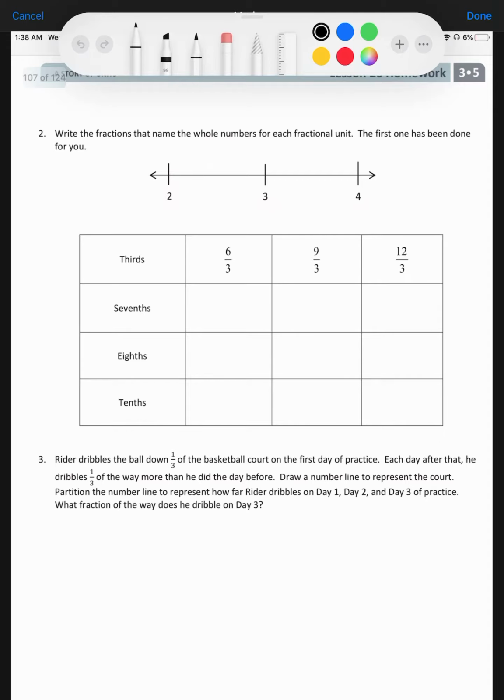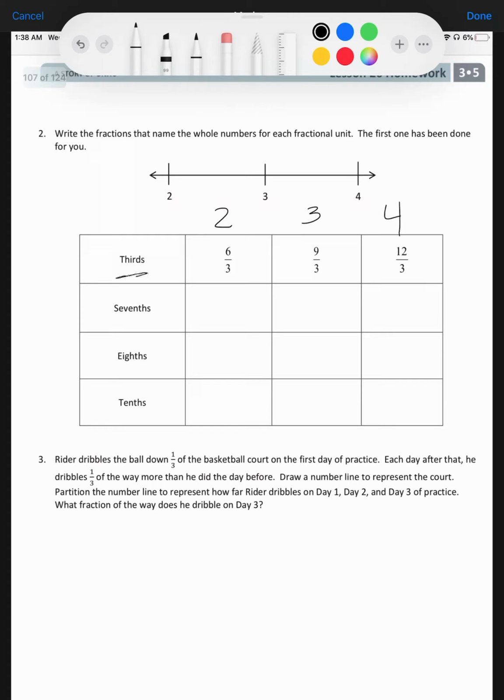Okay, so this is essentially the same thing that we did on the last page. It's just a chart instead of number bonds. So write the fractions that name the whole numbers for each fractional unit. The first one has been done for you. So we're basically looking for the whole number of 2, the whole number of 3, and the whole number of 4.